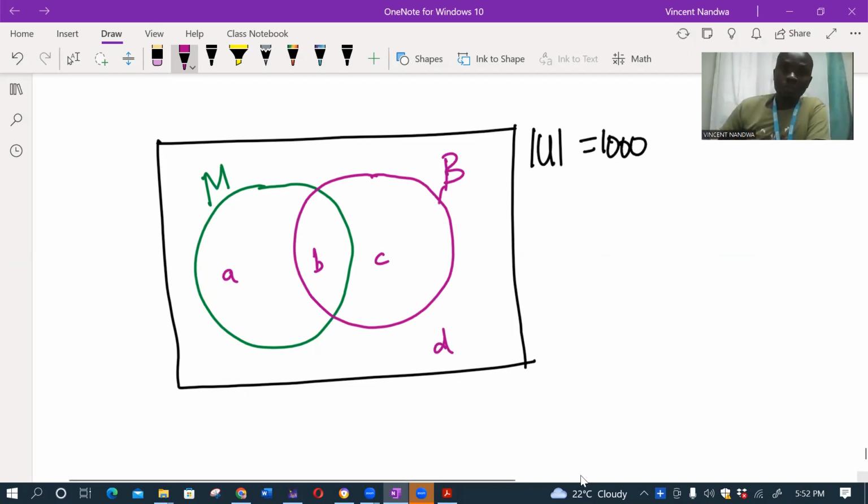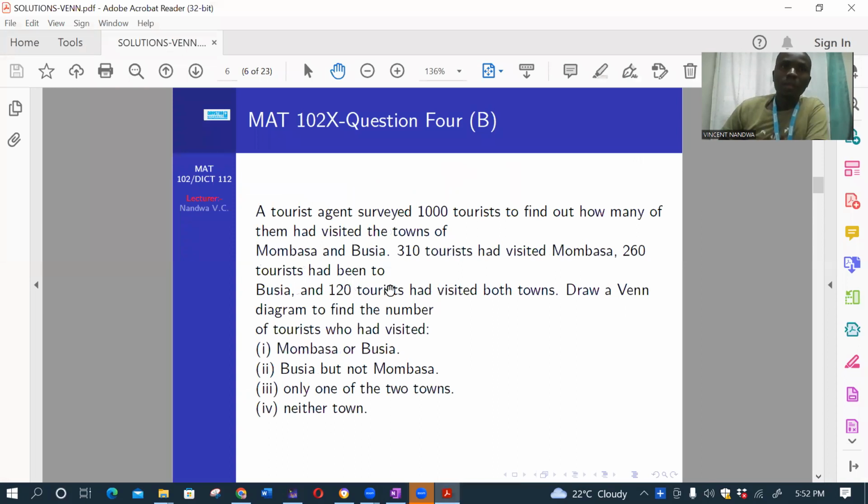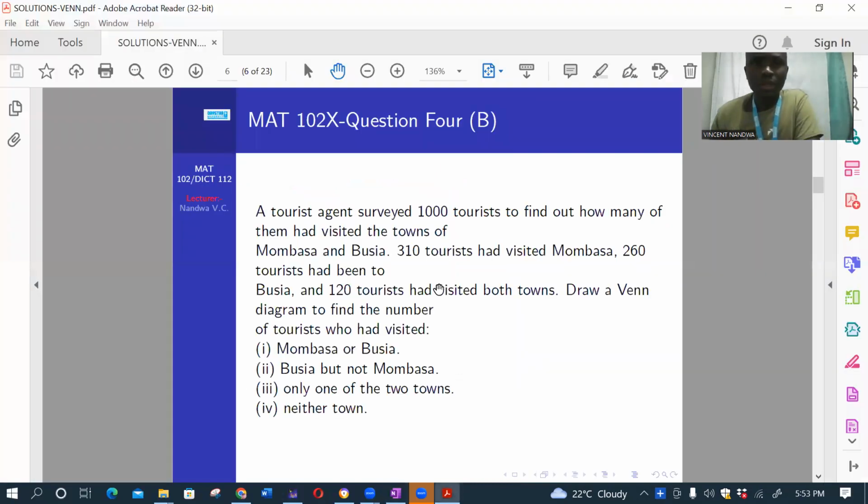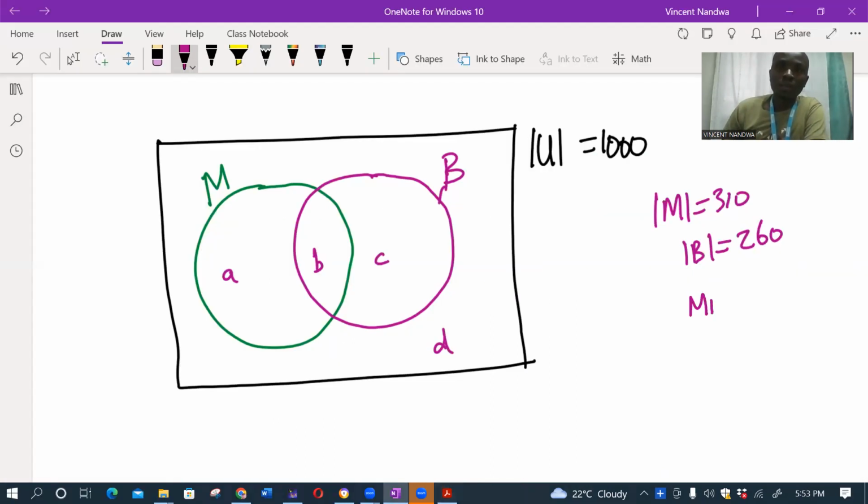So we have been told that 310 tourists have been to Mombasa. So cardinality of M is 310. And 260 had been to Busia. So cardinality of B is 260. And further, 120 had been to both towns. So where M and B meet, we have 120.